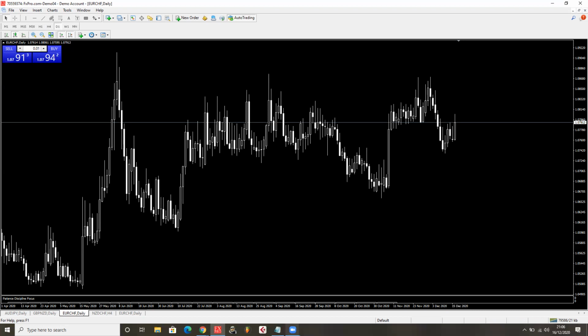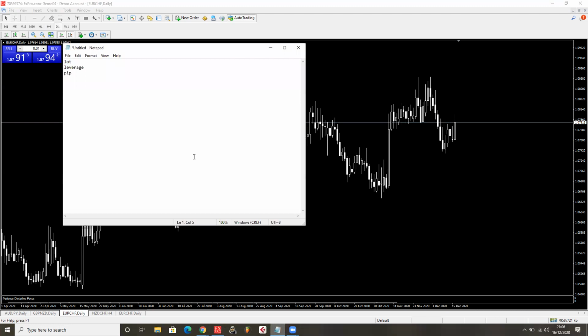So now if we have 0.01 entry, all right? So I'm going to put up a notepad right here. So let's say our lot size is 0.01. And keep in mind, that means you're making 10 cents a pip. Now, if our lot size is 0.02, means you're making 20 cents a pip. If it's 0.03, you're making 30 cents a pip. If it's 0.05, how many cents will you make? 50 cents per pip. Beautiful.